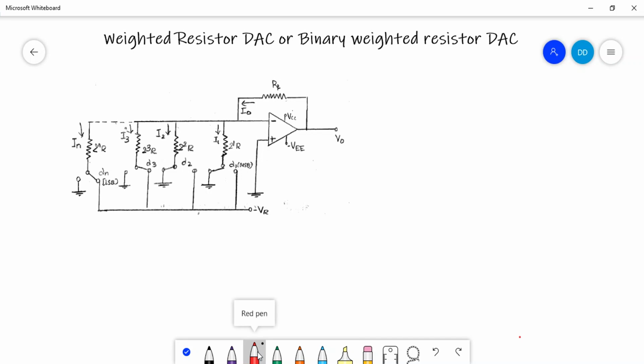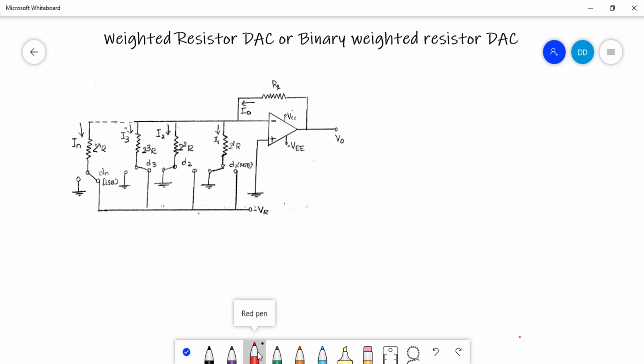In today's video, we will learn about the types of digital to analog converters. The first one is the weighted resistor DAC, otherwise known as the binary weighted resistor DAC. As you can see here, the op-amp is used in inverting mode.